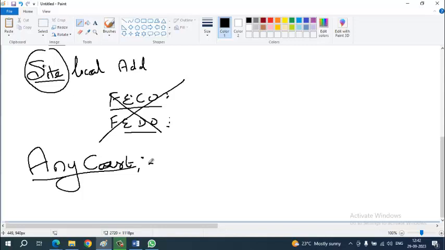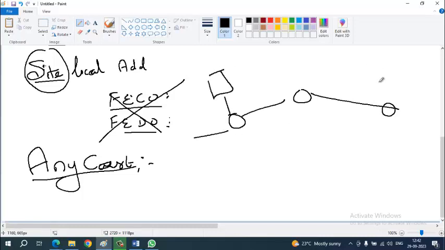So how will it happen, sir? It's the routing, nothing. Very simple routing. You see, I'll take one simple example to understand this. We have a DNS server here. We have another DNS server here.